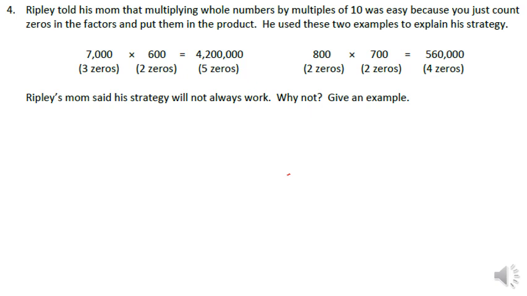On the second one, he says 800 times 700 equals 560,000. He said 2 zeros and 2 zeros equals 4 zeros. Ripley's mom said the strategy will not always work. Why not? Give an example. Now this goes back to when we were talking originally, and this works with whole numbers only, because basically he's just adding zeros onto the end of the whole number.